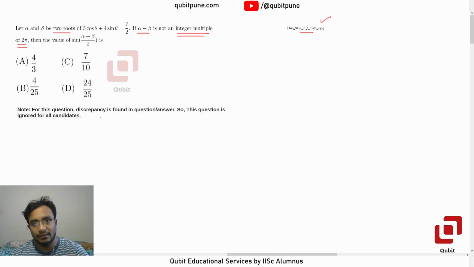Post the declaration of the results, the NEST authority said that a discrepancy was found in the question or answer, so this question is ignored for all candidates. But what we will now try to do is solve the problem and find the value of sine of (alpha plus beta)/2. Now look, let us first write down the given equation.